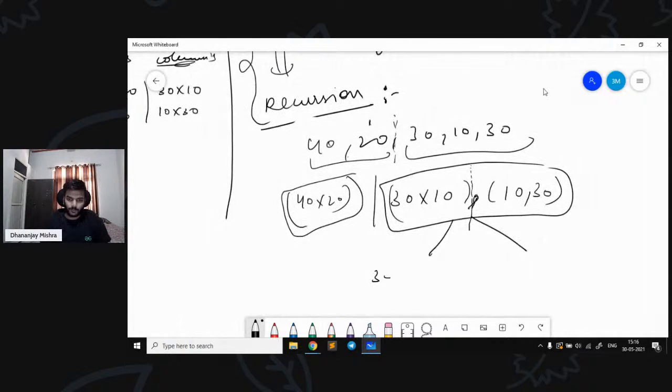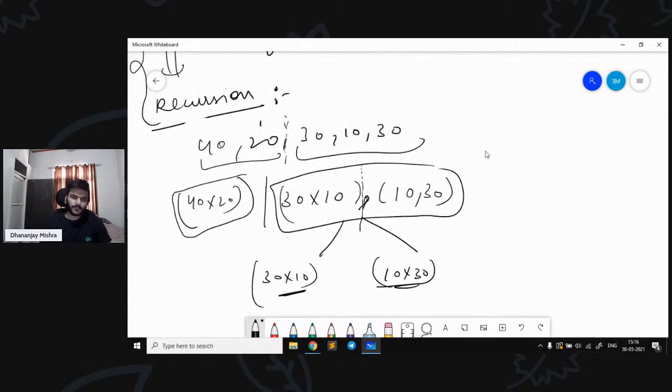So we have 30 into 10 again as a matrix, and 10 into 30 again as a matrix. So that's how we will be solving it. In this manner, we will be dividing, or trying all the possible combinations. To understand it more firmly, I will take a partition here also.